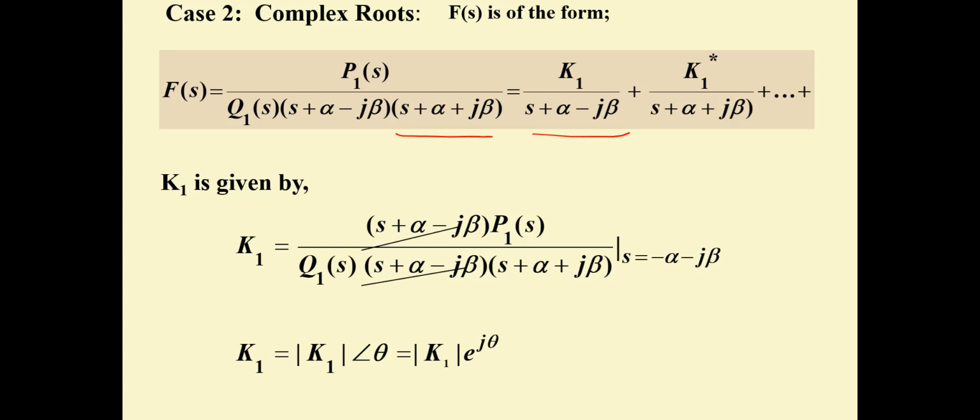So similarly, we can find the K1 by multiplying the equation by S plus alpha minus j beta, because this one is S plus alpha minus j beta. When the S equals minus alpha minus j beta, we got, after we got that one, the K1 is equal to K1 angle of theta, and then K1 multiplied by e power of j theta.